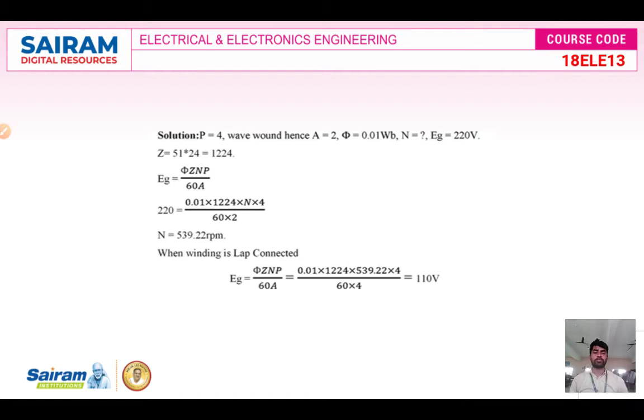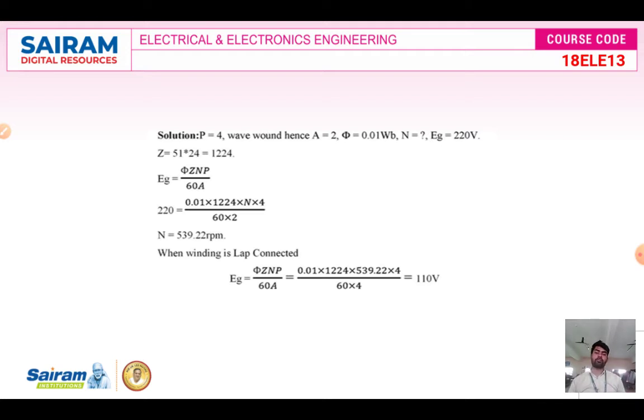If you substitute the values, EG is equal to phi P N Z by 60A. EG, the generated EMF, is given as 220. Flux in the field winding is given as 0.01 Weber, and the number of conductors we calculated is 1224. And N is the unknown value we need to find out.